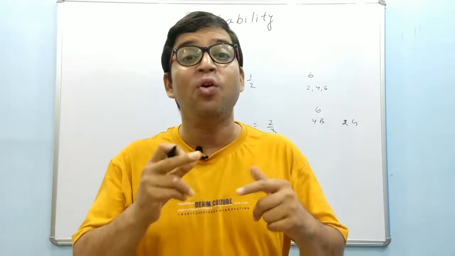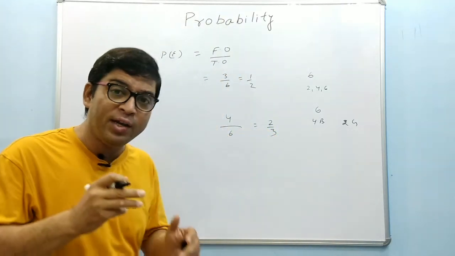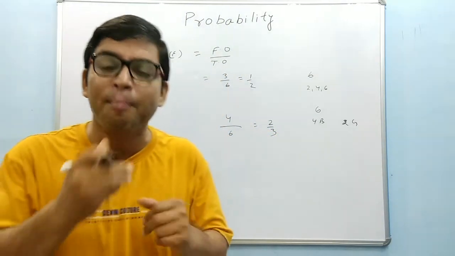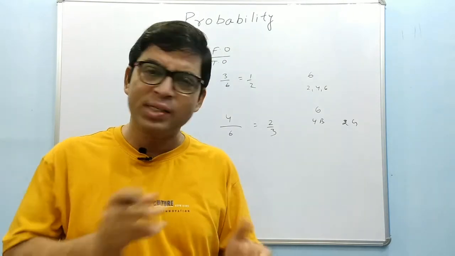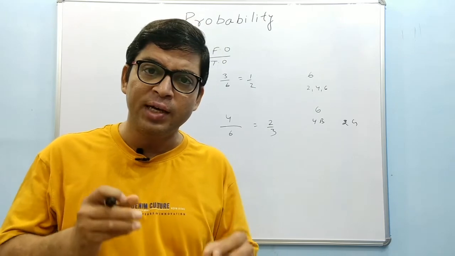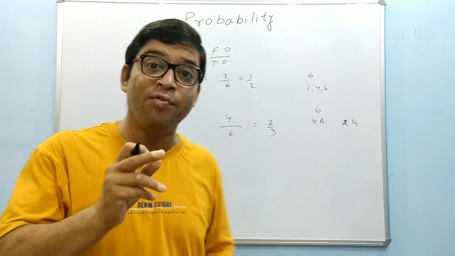Now we will see what the meaning of the event is. What is an event? Event means anything happening. Now we will see if 2 events are happening, what is the relation between these 2 events? Either they will be exhaustive events. What is the meaning of exhaustive event?